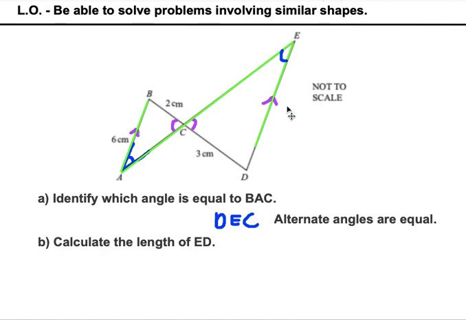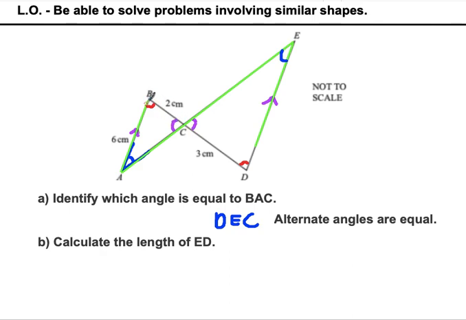Because of these two pairs of angles being equal, the angle here is going to be the same as the angle here. And therefore, these two triangles are similar shapes. That allows us to work out the length of ED. Now what we need to do is match up sides.